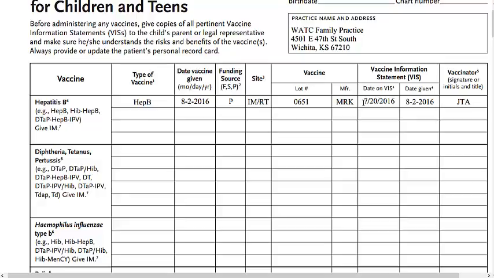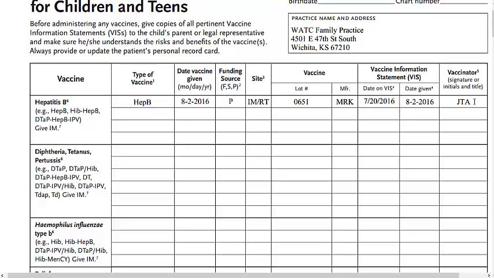Publication dates can be found on the last page on the bottom right-hand corner of your VIS. The next date is the date that the VIS was given to the patient or the patient's guardian. And you can see here for this particular one, we gave the vaccine information for the hepatitis B vaccine, and we gave it to the patient on August 2nd, or to their guardian. And the date on that VIS was July 20th of 2016.